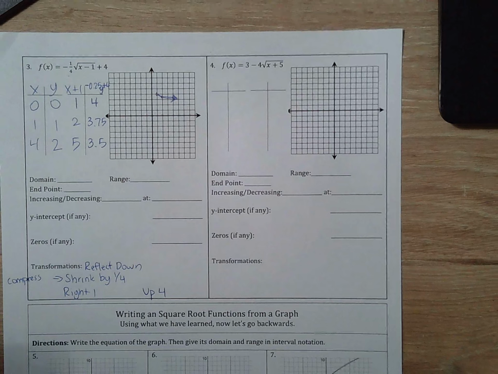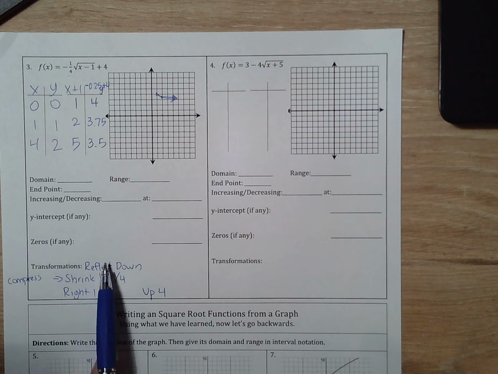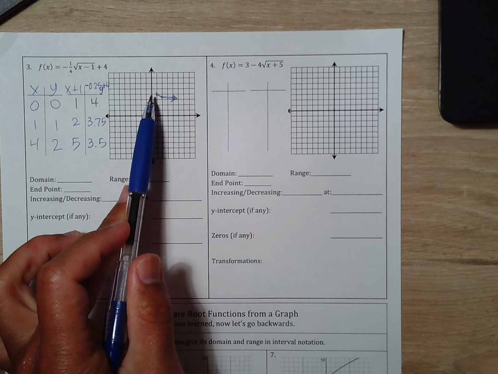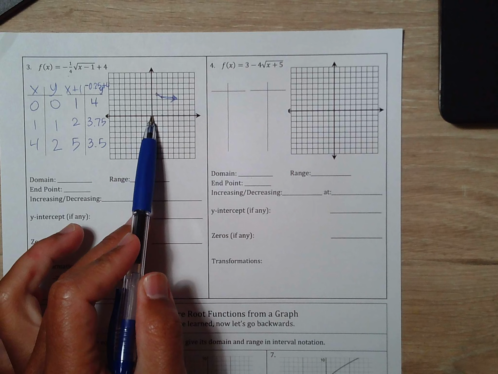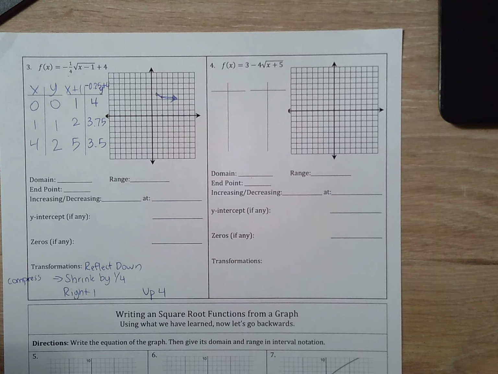Our graph is, I mean, I don't know exactly if it's shrunk by 1/4, but it definitely looks smaller. And let's see, does it reflect down? Yeah, usually it's increasing upwards. Now it's decreasing downwards. And then let's see, we're going to go right one and up four. So yeah, we usually start at 0, 0. We went right one, up four. So yeah, it looks good to me.